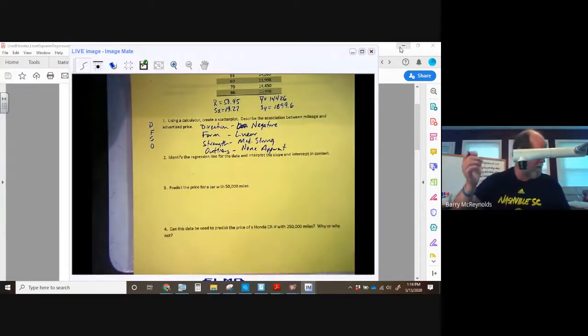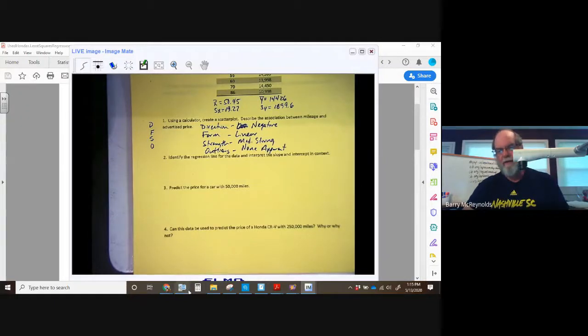And I don't remember exactly what mine said, but you get the idea. But you want to make sure that you use these 4 checkpoints. You want to talk about all 4 of them. Okay. So now we want to identify the regression line for the data and interpret the slope and y-intercept in context. Okay, so now we'll go back to the calculator here.